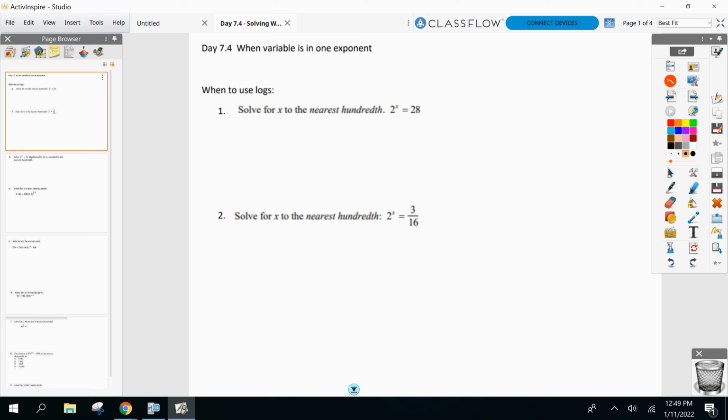All right, ready to roll? New type of equation. Wait, haven't we seen that? We've done this before. Look at number 1. We've done this, right? Different bases, make them the same. 2's going to stay 2, right?